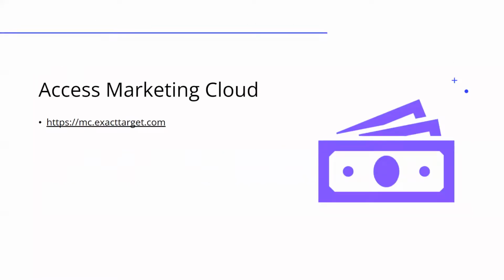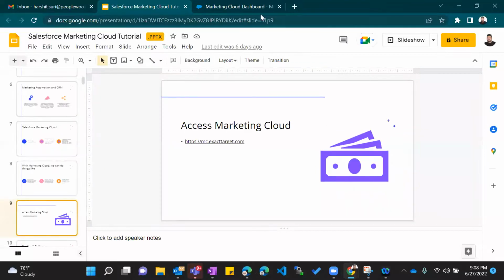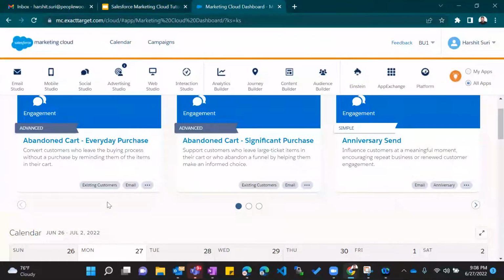So guys, how to access Marketing Cloud? Marketing Cloud can be accessed using mc.exacttarget.com. Like you see here, mc.exacttarget.com is opened in front of you. This is how a typical Marketing Cloud looks.